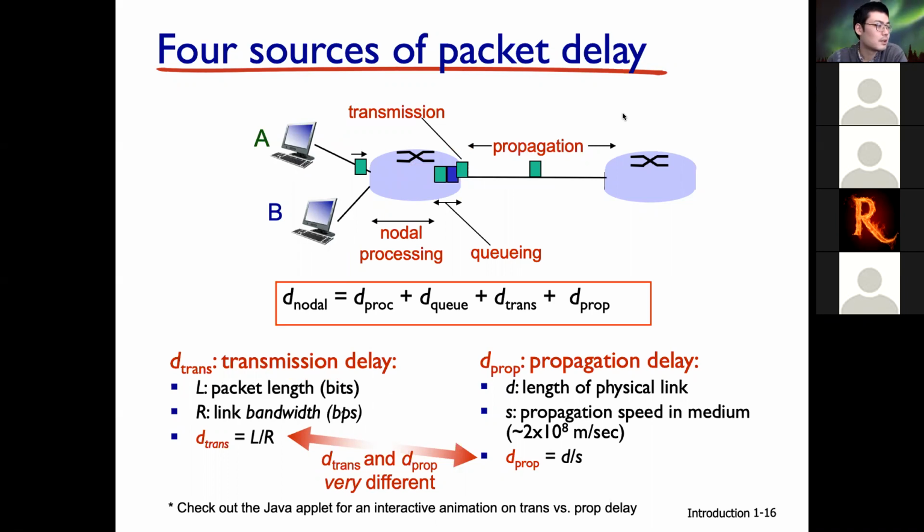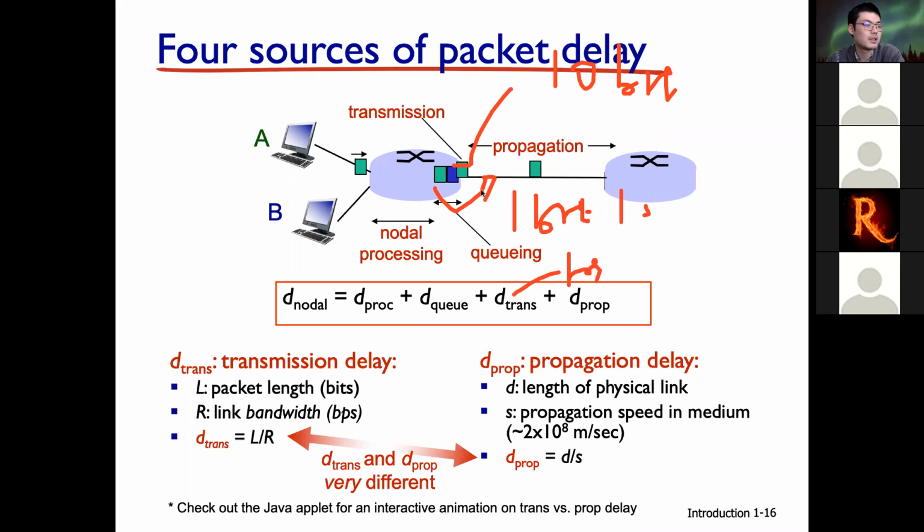Okay, I see a question in the chat asking to explain the transmission delay again. Let me give an example. For example, this packet has 10 bits. Usually it's way larger. This packet has 10 bits, and we know that the router can only put 1 bit per second onto this link. It will take 10 seconds to put this packet onto the link. After that, I will put the next one, 10 seconds, 10 seconds. So if you are here, you need to wait for 30 seconds. This is 20 seconds, this is 10 seconds.